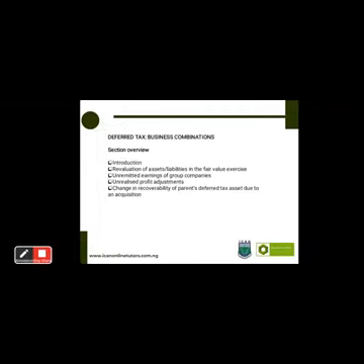So deferred tax as regards business combinations involves revaluation of assets and liabilities in the fair value exercise, unremitted earnings of group companies, unrealized profit adjustment, and change in recoverability of parent deferred tax assets due to an acquisition. This section, business combination, is only for corporate reporting students.